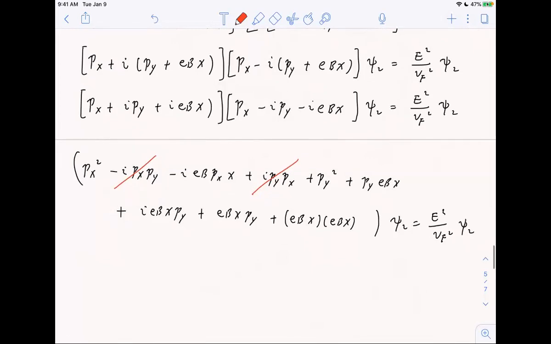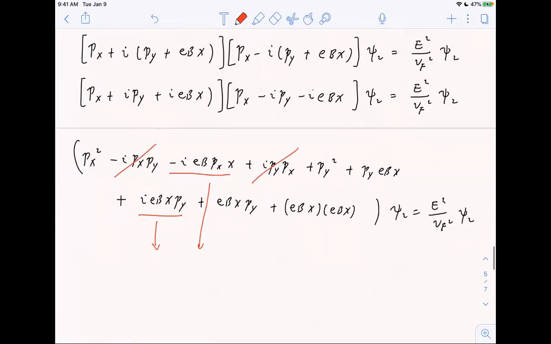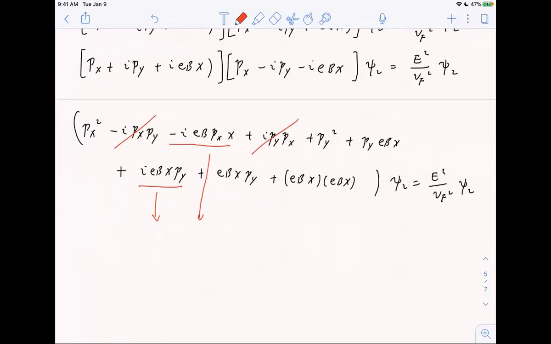Okay, and then let me see. This term and this term. Okay, so let's consider these two terms. This two-term will be negative i e b p_x x plus i e b x.